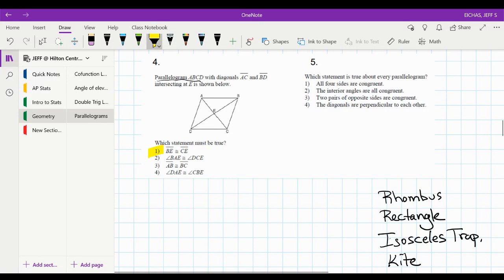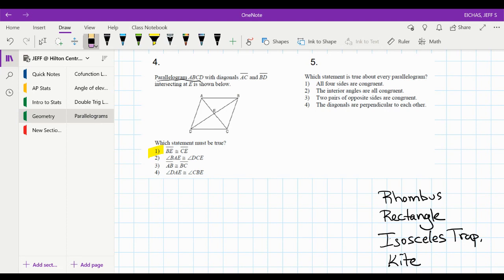BAE is this one, so let's get rid of these. Okay, B to A to E, this angle right here, is the same as C to D to E. So they're saying this angle has to be the same as D to C to E, this angle. B to A to E is the same as D to C to E. That does have to happen. That's by alternate interior angles, so that's going to be the choice. All right, let's keep going through, even though we've got the answer.